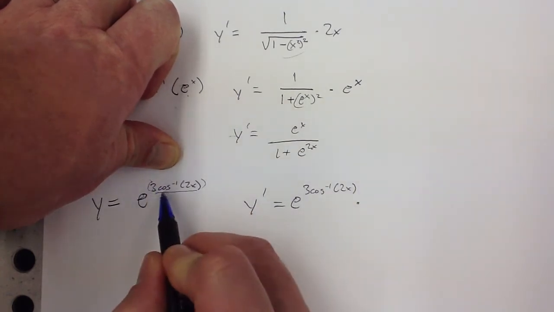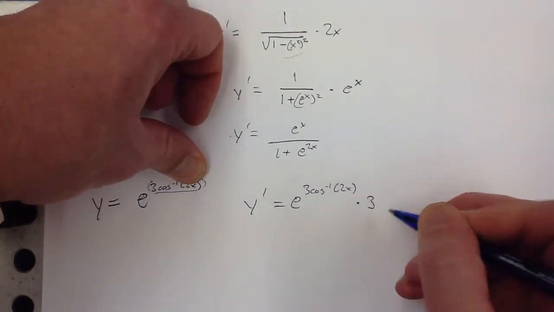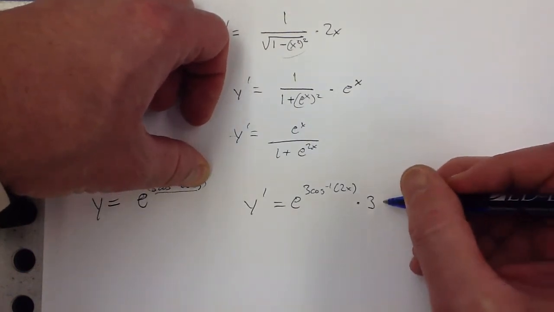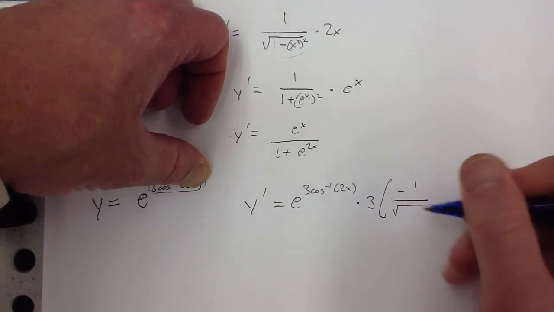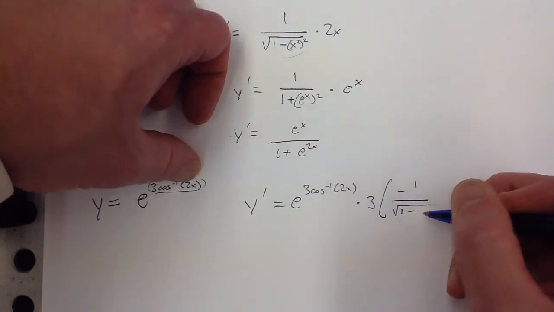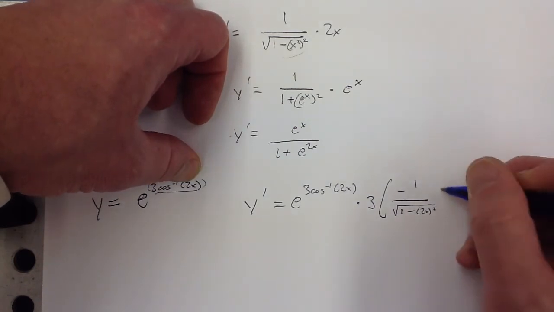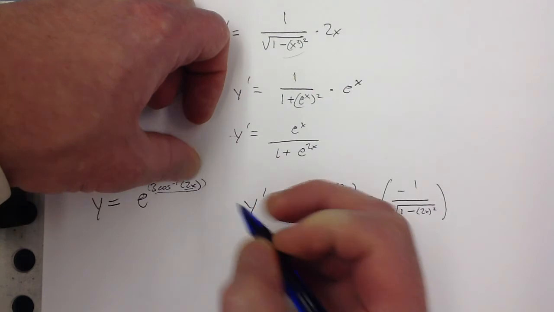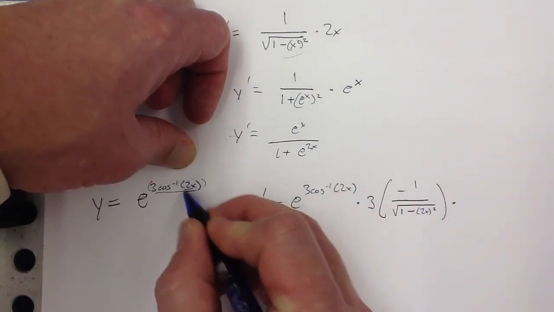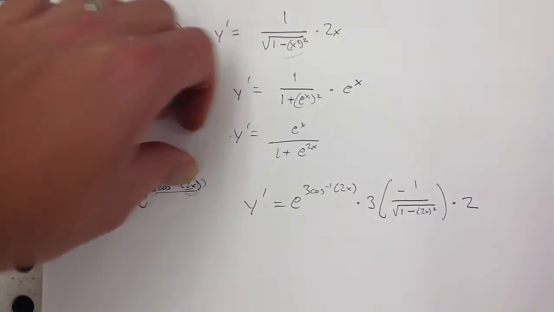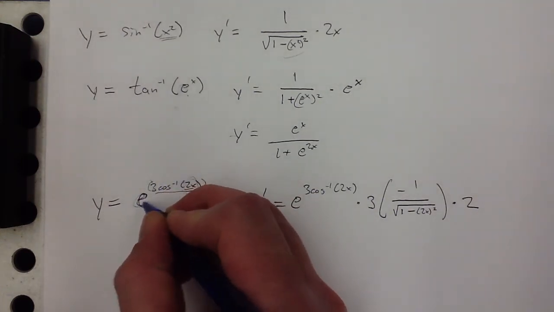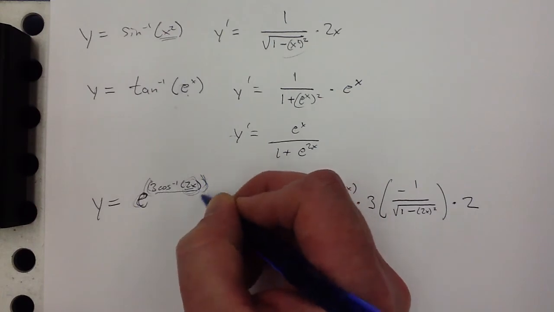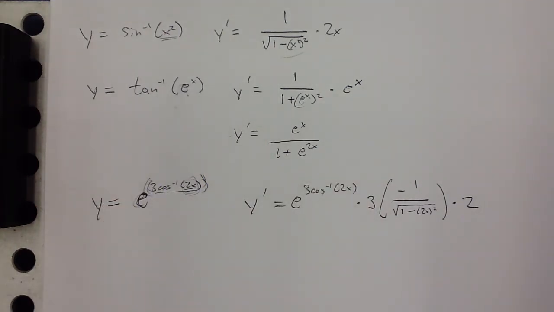Well, the derivative of 3 cosine inverse of whatever is 3 times the derivative of cosine inverse, which is negative 1 over the square root of 1 minus whatever's in here squared. And since this is another inside layer, I'm going to say last, and then times the derivative of what's inside there, which would be 2. So that's a few layers of chain rule there. The only thing, when you have this e to the whatever function, that inside thing is the exponent, right? It's what's up there that is your inside.